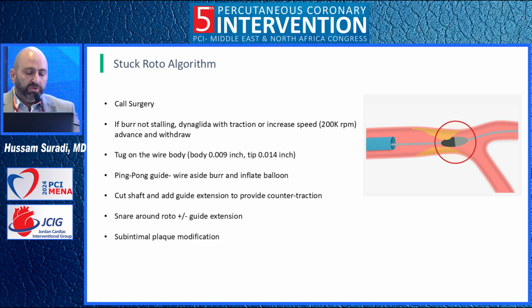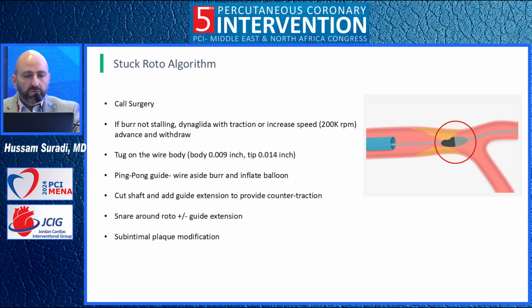One thing that can also be attempted is, as you know, we perform the rota on a rota wire. The distal part, the radiopaque part of it, is 014, and the body of the wire is 019. One thing you can do is pull the wire and try to tug on the wire, carefully, because the wire is not going to come off the burr. It can put some pressure on the distal part of it that can give you some back pressure on it. If this doesn't work, you can consider getting a second access, putting a ping pong guide, and trying to wire next to the burr and inflate a balloon to try to loosen the burr.